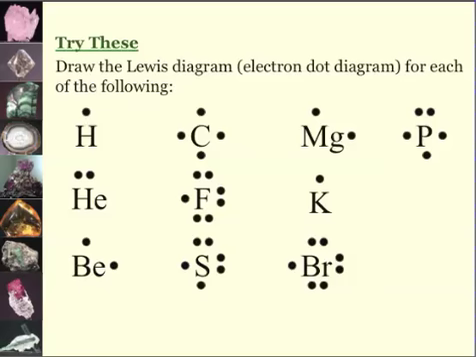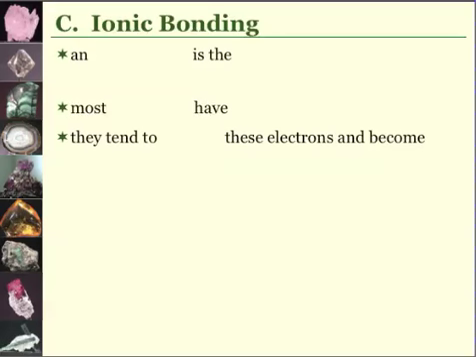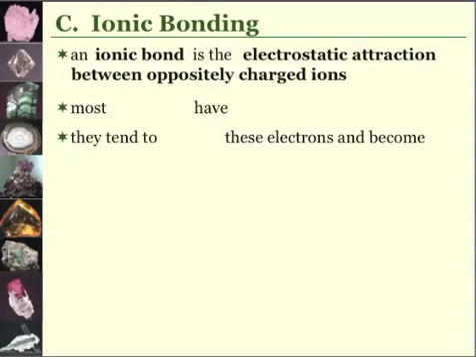Now, let's look at ionic bonding. An ionic bond is the electrostatic attraction between oppositely charged ions. So, this is essentially everything that we've been doing with our metals and non-metals, the ionic bonds and ionic compounds that we've already been dealing with, okay?